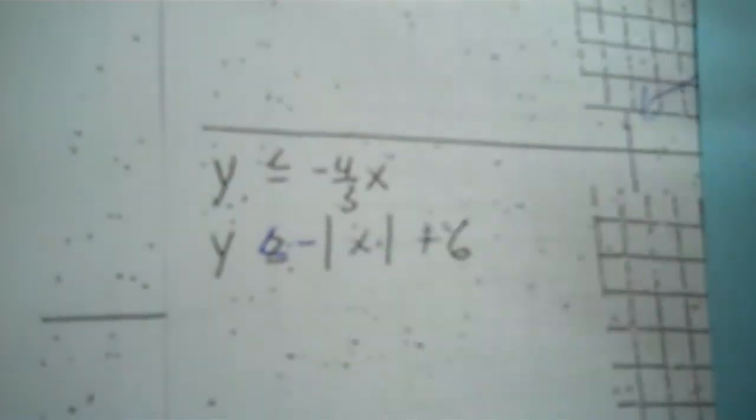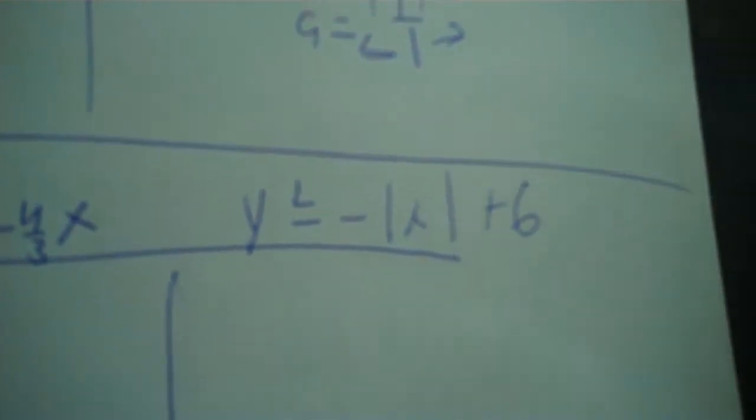We have y less than or equal to -4/3 x, but then I wrote this one wrong. First off, it should be less than, okay? And that needs to be a negative in front of that. I screwed that up. This is how the problem should have been originally. Y less than or equal to negative absolute value x plus 6. Let's talk absolute value first. Let's do the V.